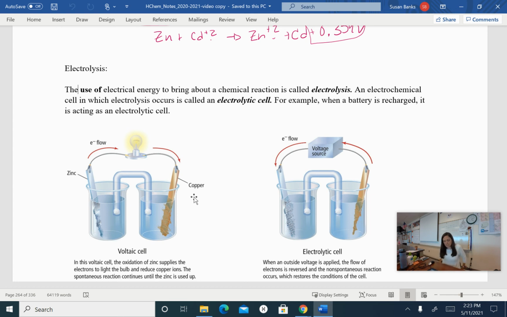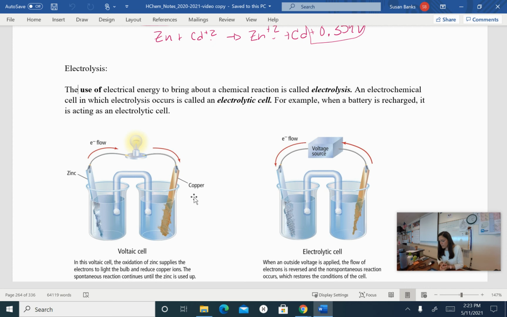So electrolysis is the use of electrical energy to bring about a chemical reaction. An electrochemical cell in which electrolysis occurs is called an electrolytic cell. So anything that's labeled electrolytic is going to be a non-spontaneous cell. A voltaic or a galvanic cell would be spontaneous.